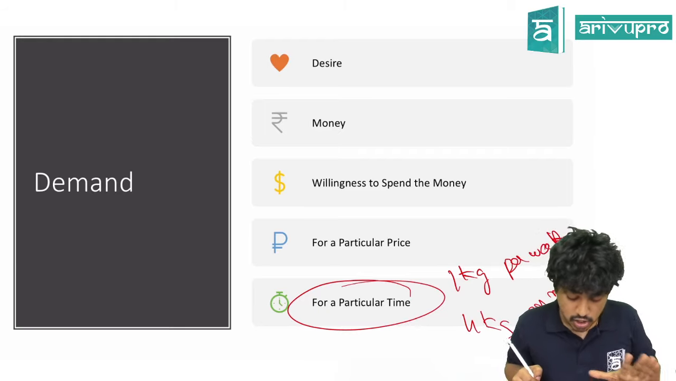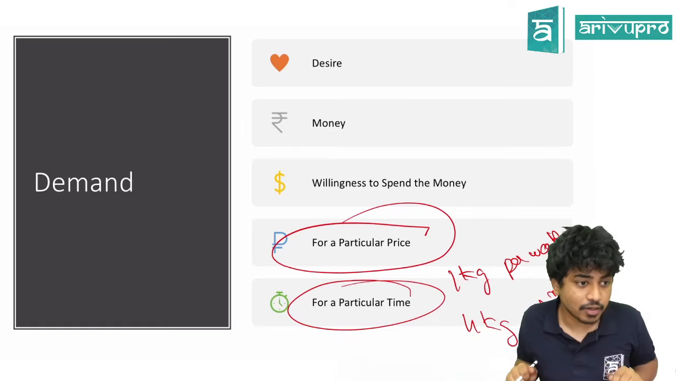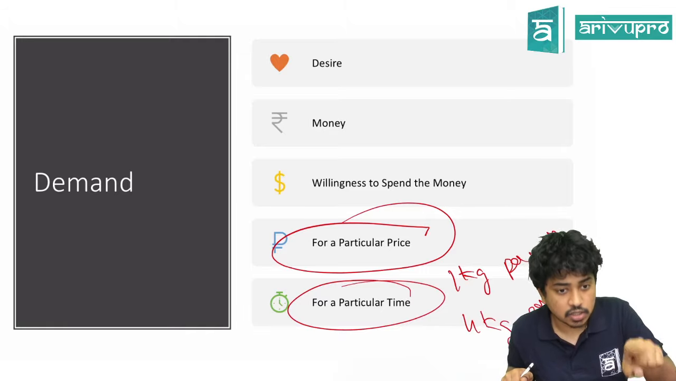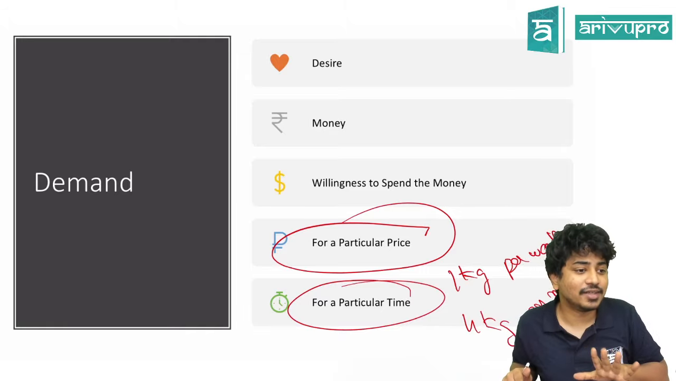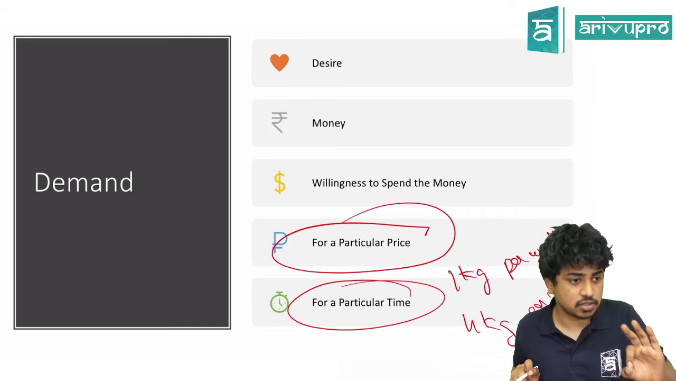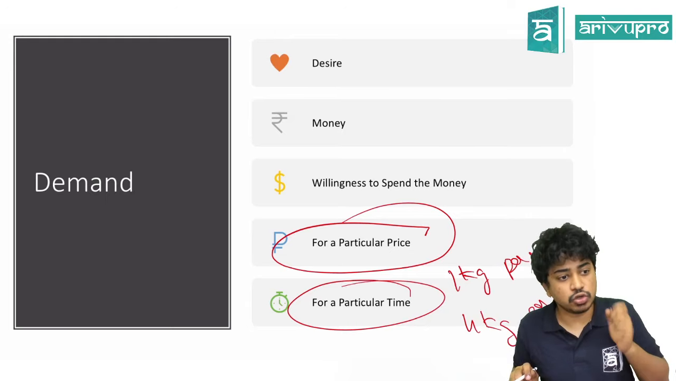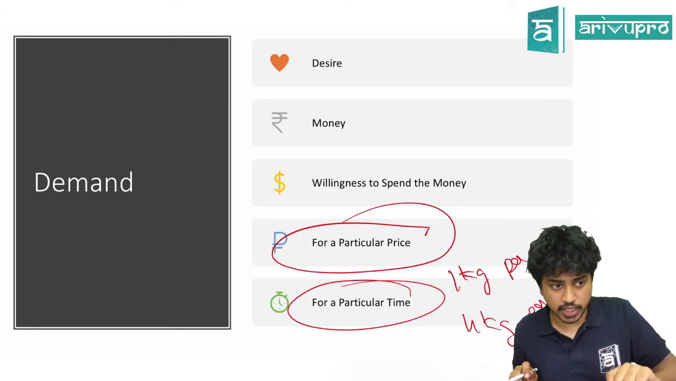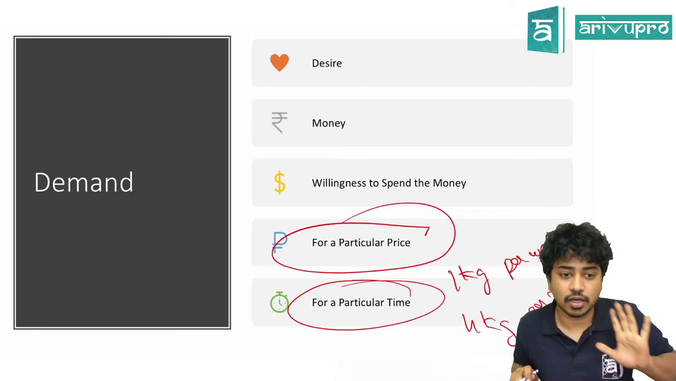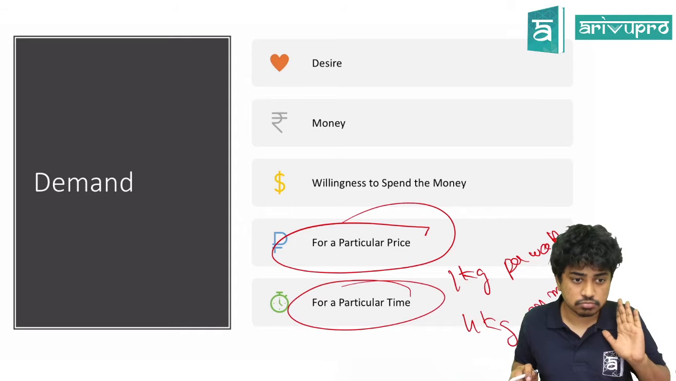Are we clear here? So demand should be expressed for a price as follows, for what time period? I have 1 kg of demand for 10 rupees for 1 week. That is how you express demand always. Demand in economics is expressed in this way. Okay. The ability and willingness to purchase a product for a particular price and a particular period of time is known as demand. Are we clear here?